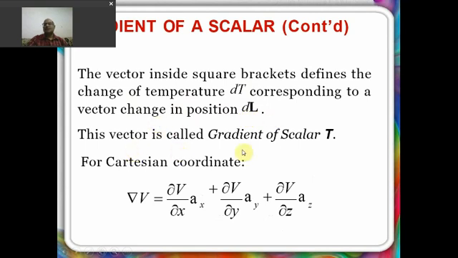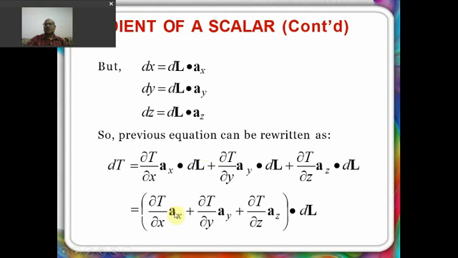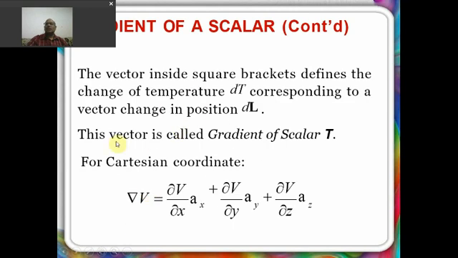So this vector is called the gradient of a scalar. What is inside the bracket? The value inside the bracket is del T by del x, the change of temperature in the x direction, with the unit vector; del T by del y, again the change of temperature in the y direction; and the change of temperature in the z direction. So basically we are considering the change of the scalar quantity with respect to the axes. This vector is called the gradient of a scalar.